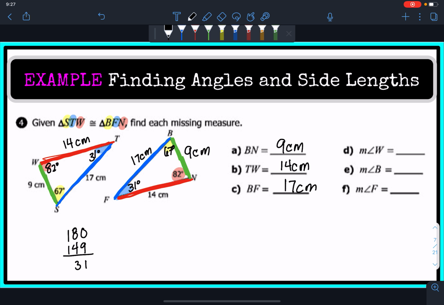And now for the angles, angle W is equal to 82. Angle B is equal to 67 degrees. And then finally, angle F is going to equal 31. So voila.